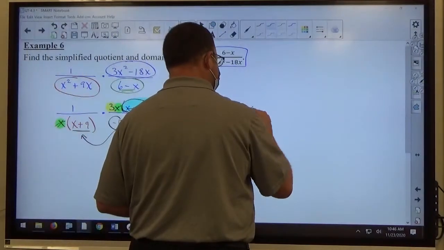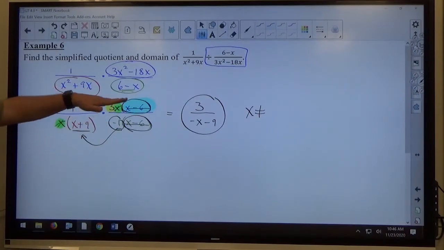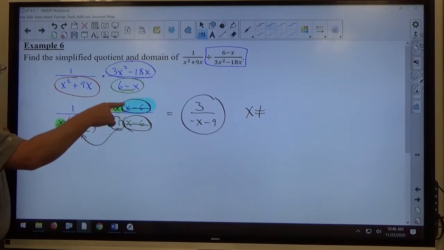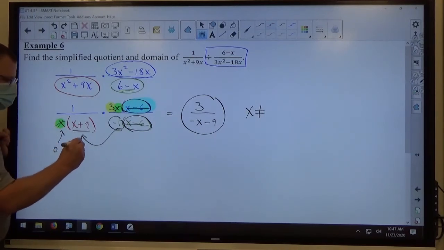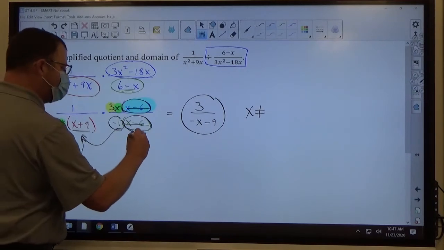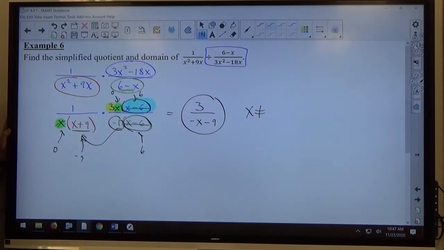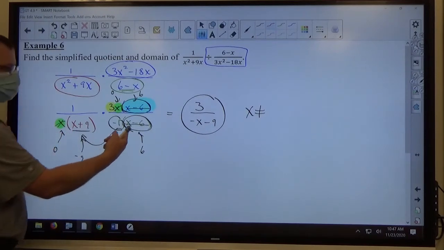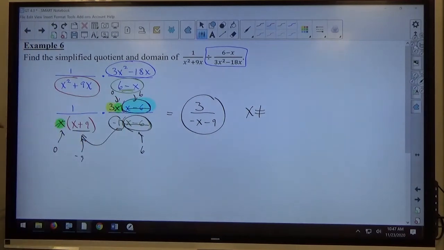As for domain, anything that made the top or the bottom of either one of these things equal to 0. So again, both the top and the bottom of the thing being divided and just the bottom of the first one. So x equals 0, x equals negative 9, x equals 6, x equals 6, x equals 0. And each factor, just look and say what makes it 0. x equals 0, negative 9 plus 9 makes 0, 6 minus 6 makes 0, 6 minus 6 makes 0, 0 makes 0. So the numbers x is not allowed to be would be 0, 6, and negative 9.